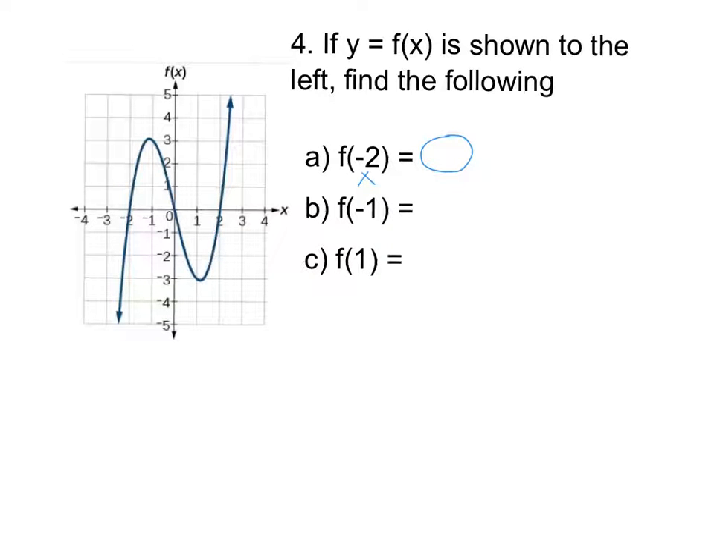Now -1. I'm going to go to the x value -1, go up to where the graph is. What's the y value there? Looks about 3 to me. So we're going to say it's 3. The x value 1, I go to the x value 1, go down to the graph, and that's -3. Now again, because we have these graphs, sometimes it might be a little off. You know how it is.